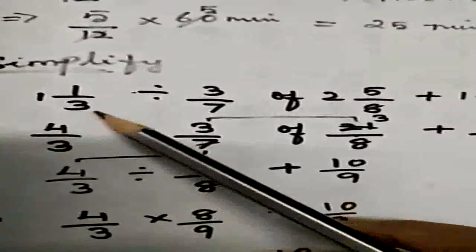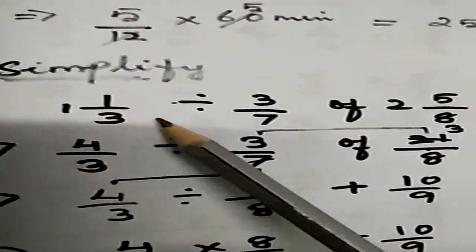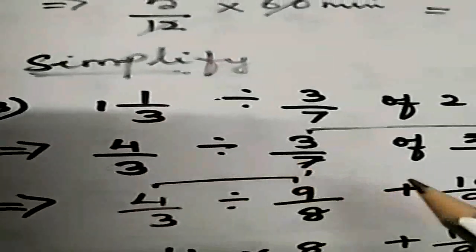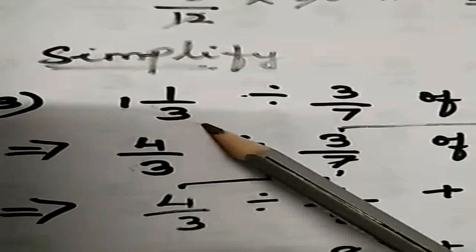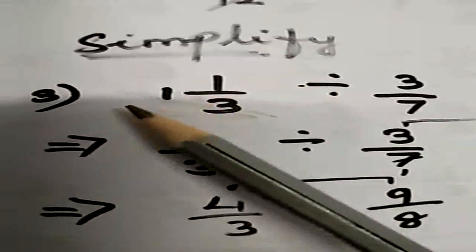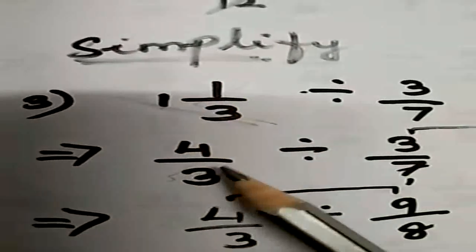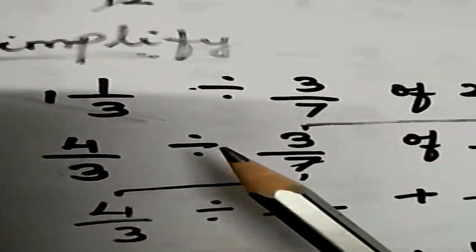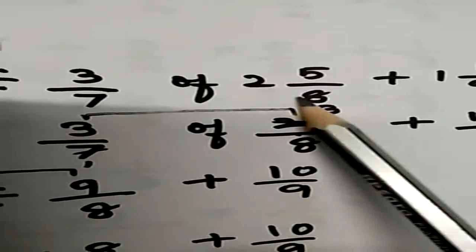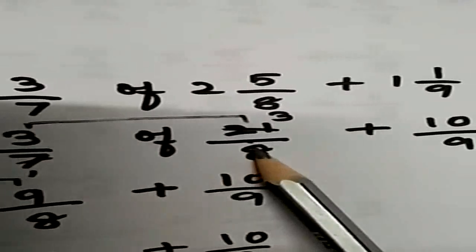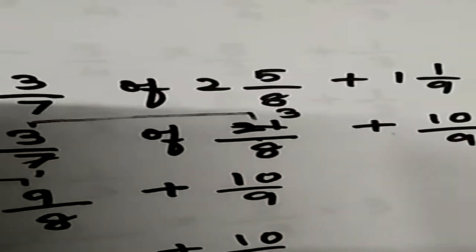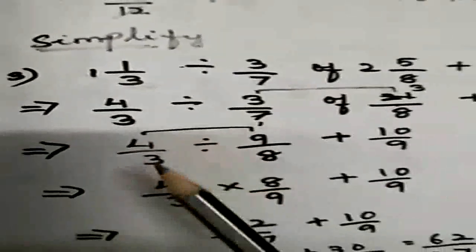First you have to take the given mixed fractions and change them into improper fractions. How will you change into improper fraction? Cross multiply, then add. 1 3s are 3, 3 plus 1 is 4, so 4 by 3 divided by 3 by 7 of. Then this mixed fraction, change it into improper fraction as you know, plus this mixed fraction, change it into improper fraction. Okay, then next what will you do now?